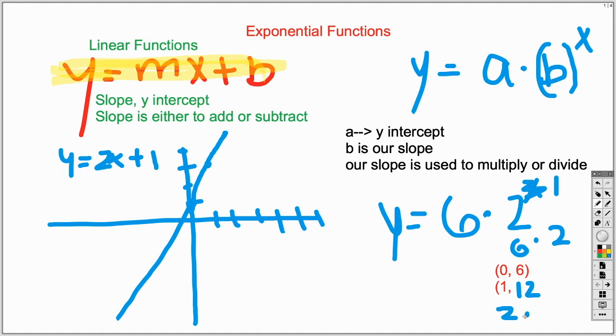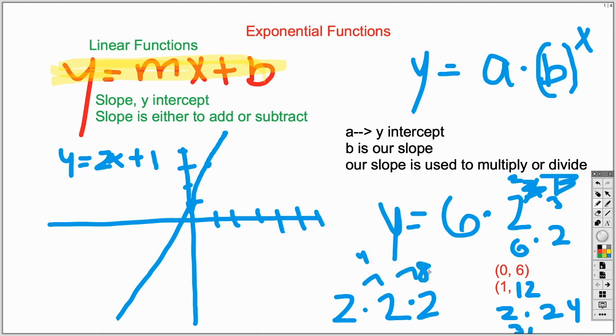Then 2. 2 to the power 2 basically wants us to multiply 2 two times, so we get 4, and 6 times 4 is 24. Then 3. We plug in here and multiply by 2 another time, so 4 times 2 becomes 8, and 8 times 6 is 48.